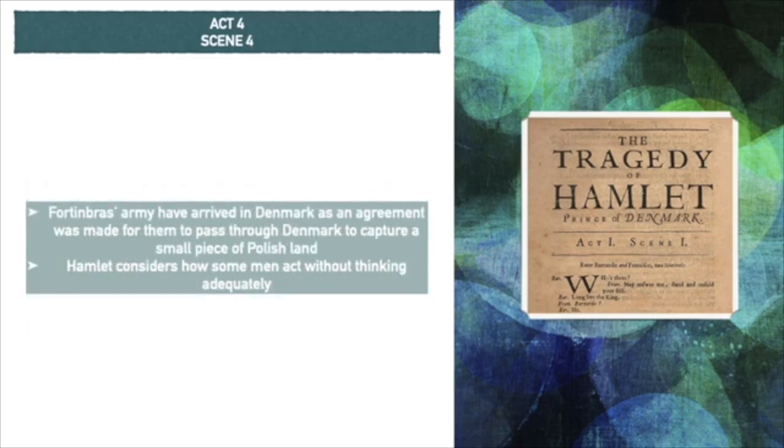Scene 4. Fortinbras's army have now arrived in Denmark, as an agreement has been struck up for them to be allowed to pass through Denmark to capture a small piece of Polish land, and Hamlet considers how some men act without thinking adequately, which is quite an interesting thought that he has, because he is guilty of the opposite, right? He is guilty of thinking too much and not acting swiftly.